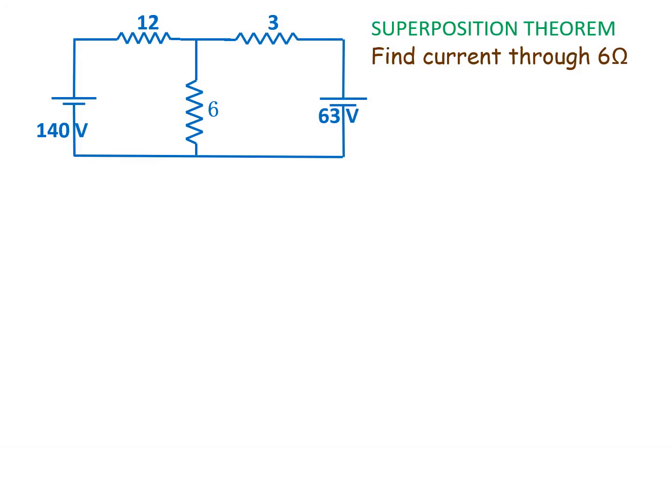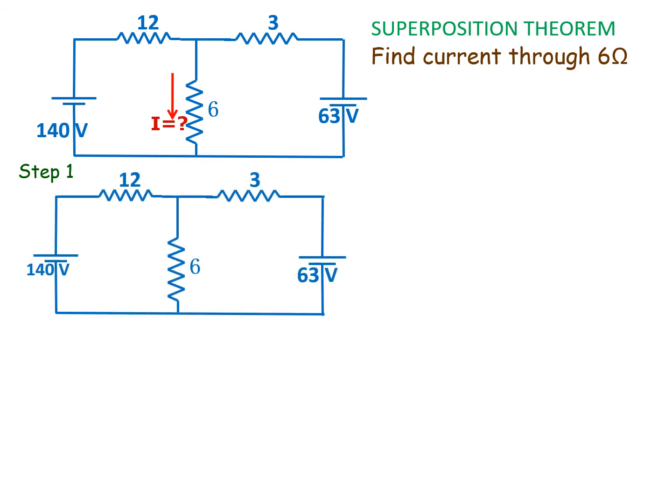Find the current through the 6 ohm resistance due to two sources of 140 volt and 63 volts of this figure. Let us do step 1 considering only the 140 volt source. For this, the 63 volt source will be reduced to 0 volts. Reducing to 0 volts means shorting the terminals of the source. Now with this step, find out the current I1 through 6 ohms.